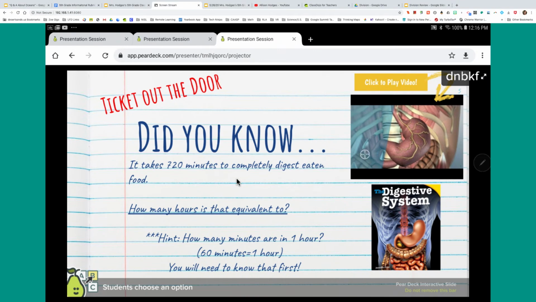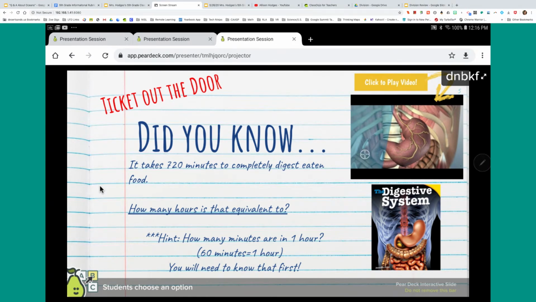And it says it takes 720 minutes to completely digest and eat food. So that means if I'm going to eat something, it would take 720 minutes for that to completely exit my body. When it says completely digest, that means it leaves. It's gone, right? So if I eat something and then it comes out, it takes 720 minutes.